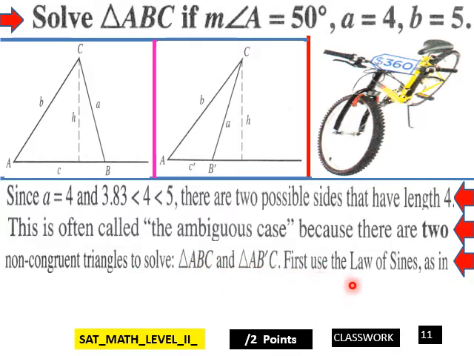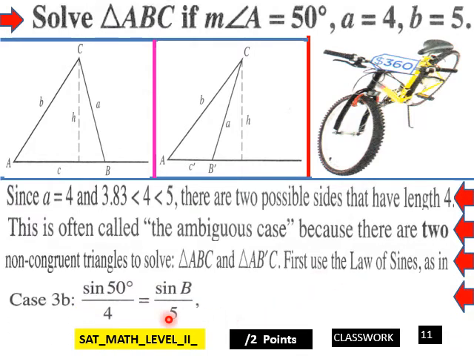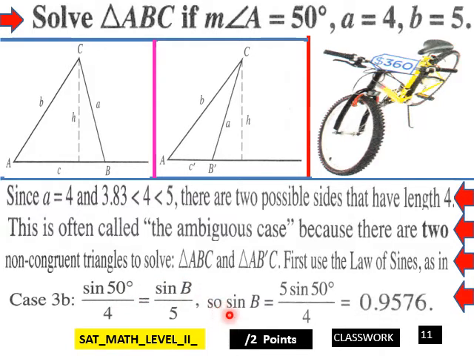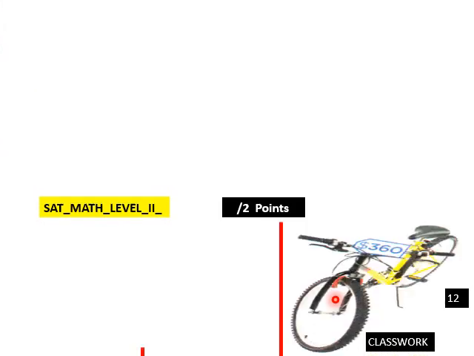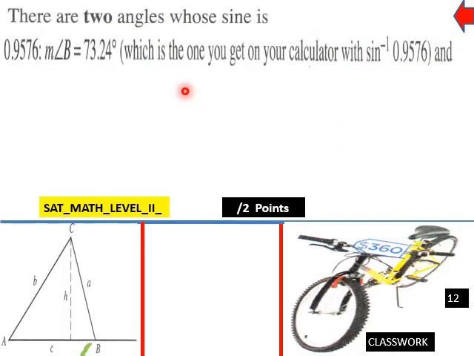First, use the law of sines, as in case 3b: sine 50 over 4 equals sine B over 5. So sine B will equal 5 sine 50 over 4, which comes out to 0.9576. There are two angles whose sine is 0.9576. The measure of angle B down here will be 73.24, which is the one you get on your calculator when you take the inverse sine of 0.9576.